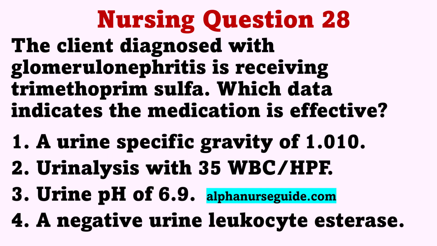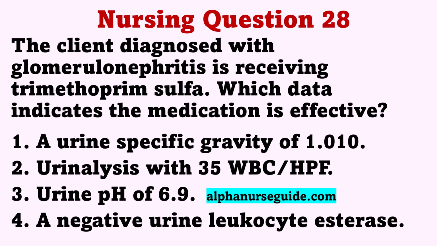The client diagnosed with glomerulonephritis is receiving trimethoprim sulfa. Which data indicates the medication is effective? 1. A urine specific gravity of 1.010. 2. Urinalysis with 35 white blood count per high power field. 3. Urine pH of 6.9. 4. A negative urine leukocyte esterase.